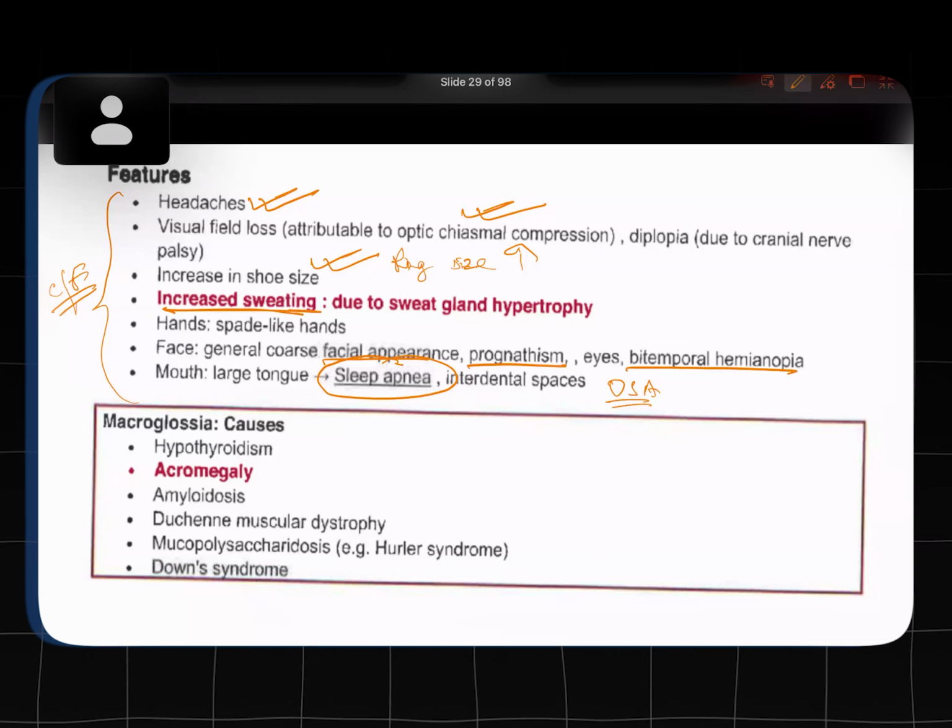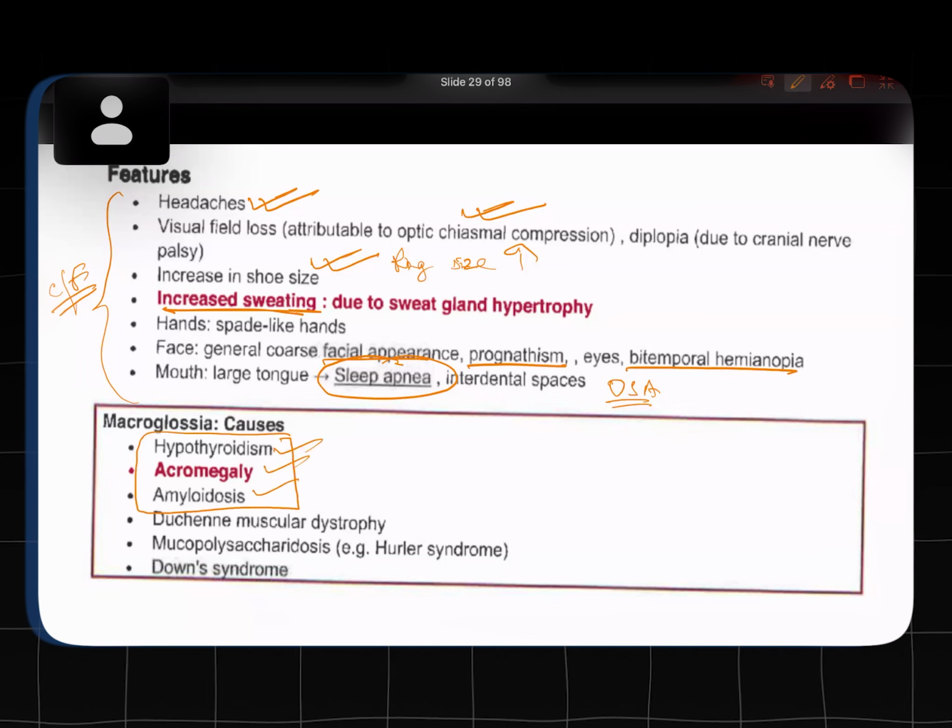So you have to be very well practiced to answer these questions, because in part 2 they will not directly ask you which hormone excess causes acromegaly. They will not ask you that, but they will tell you that this patient has got prognathism with bitemporal hemianopia. What is the diagnosis? Everybody will answer acromegaly. They will give you some hints, and then you have to answer. Macroglossia has three causes you have to remember, which usually come: hypothyroidism, acromegaly, and amyloidosis. That much is enough.